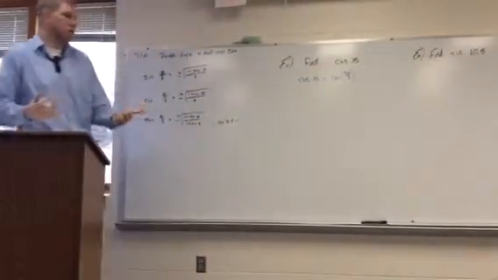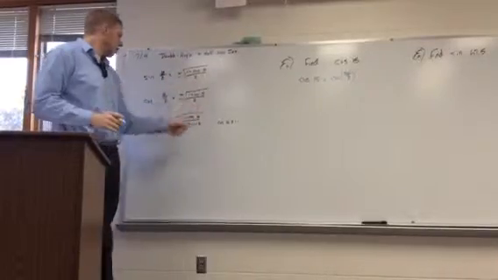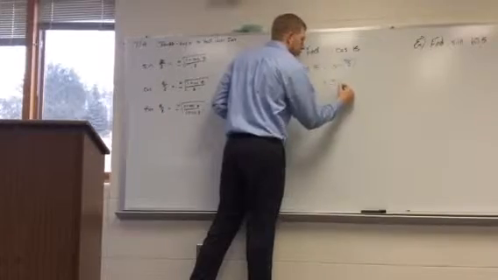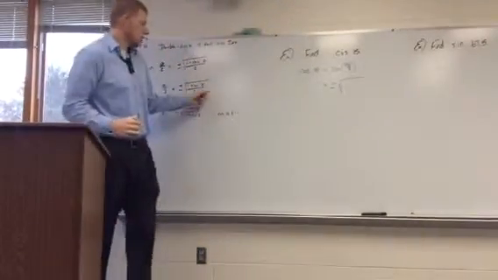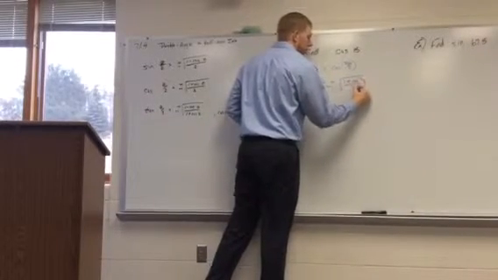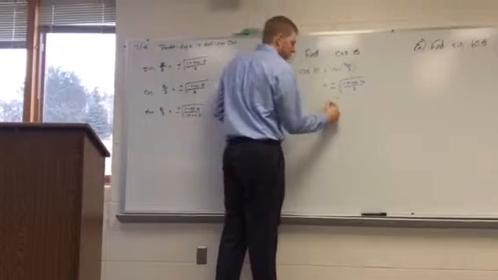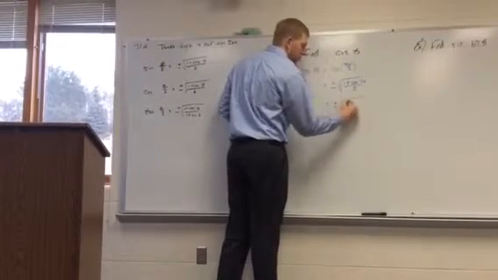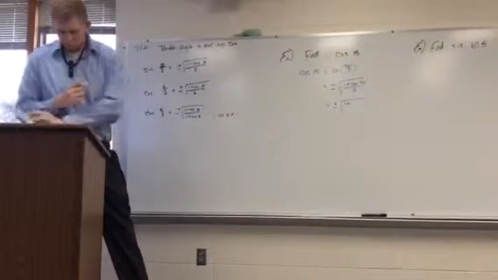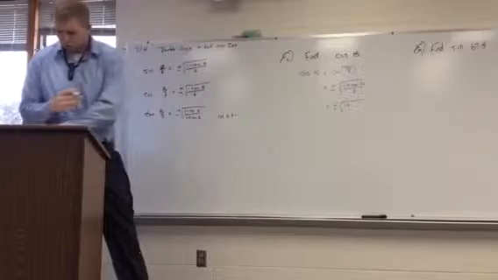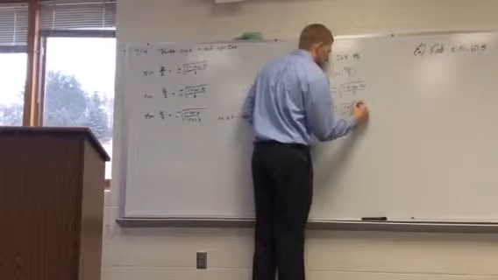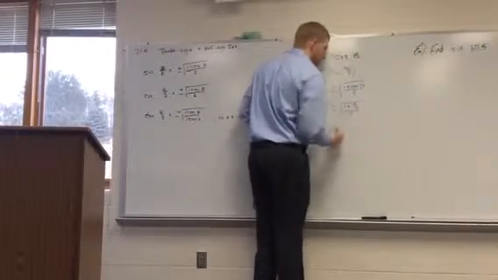So 30 is going to be my theta, but I'm doing cosine, so this is going to equal plus or minus the square root of 1 plus cosine of 30 all over 2. What is cosine of 30? Square root of 3 over 2, right? All over 2.